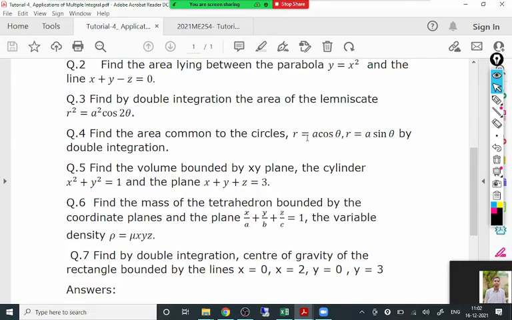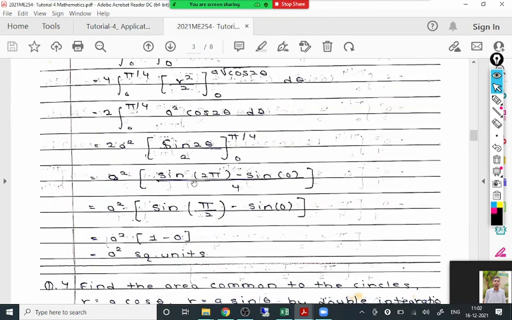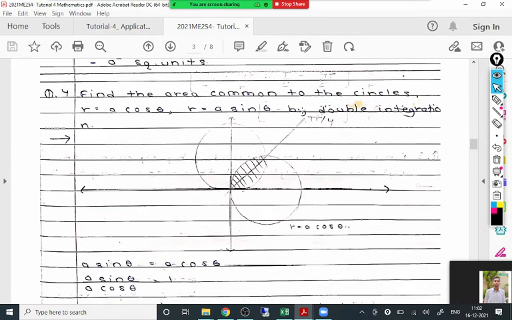So you should remember the curves like this. r equal to a cos theta is a circle with diameter a on x-axis, while r equal to a sin theta is a circle with diameter a on y-axis. Because of this only, you will observe the region between them. Yes, it is drawn correctly. So that's the region whose area we have to calculate.